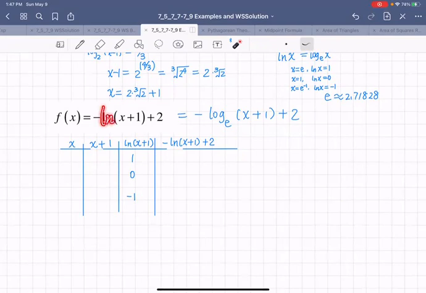ln is called ln. That is just log e, okay? How much is e? e is this number.